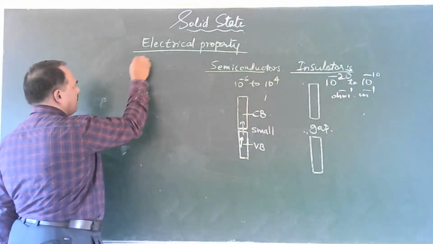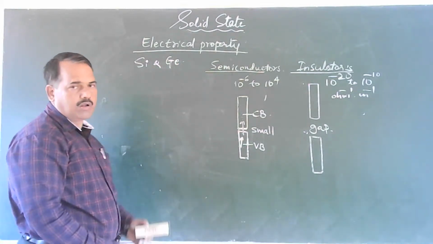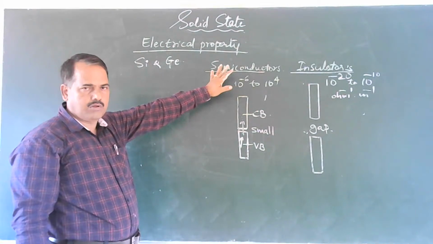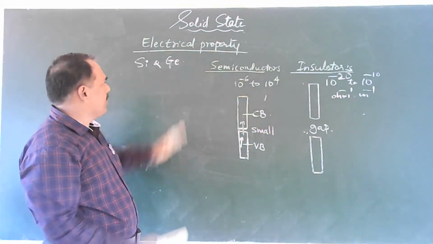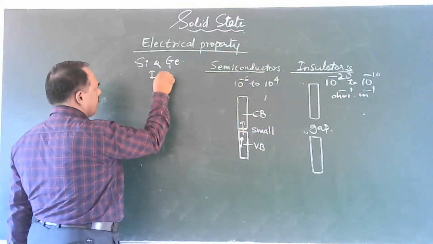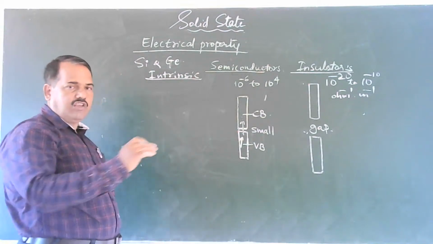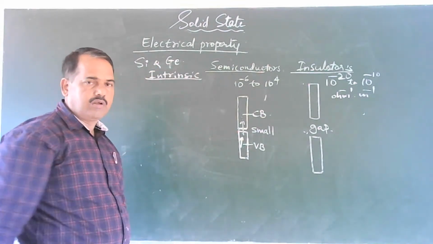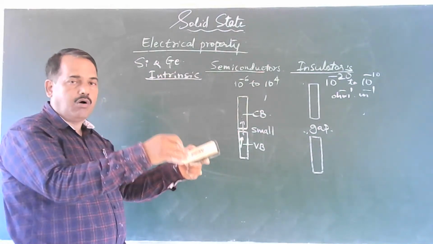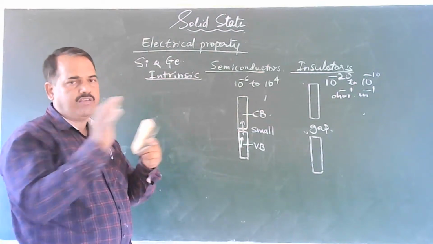And the elements like silicon and germanium, particularly silicon and germanium, at room temperature they conduct electricity. And this type of semiconductor is called an intrinsic semiconductor. And this conductivity increases by adding impurities of other group elements like group 15 as well as group 13.